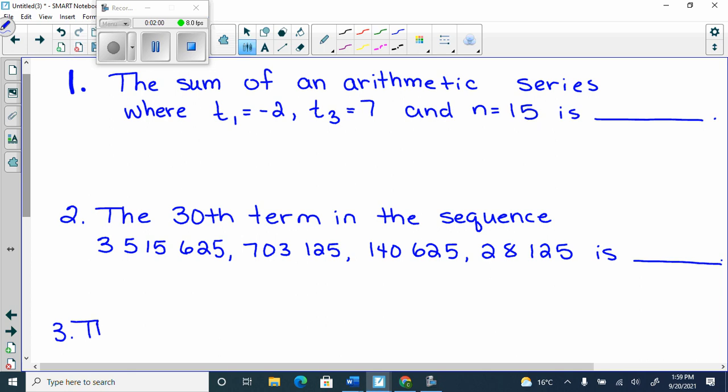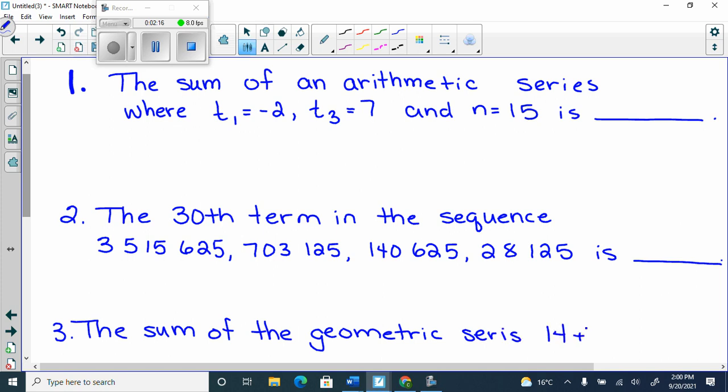The sum of the geometric series 14 plus 70 plus 350 plus ... plus 4d3. This is continuing on. Sorry, I ran out of space. So it's 14, 70, 350, some dots, a plus sign, and then this is the last one. 43,750 is blank.